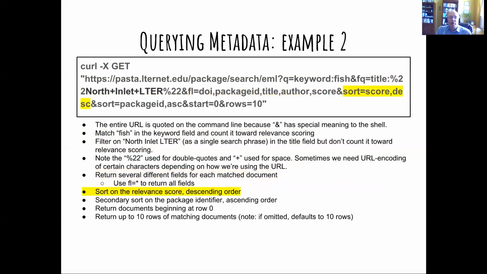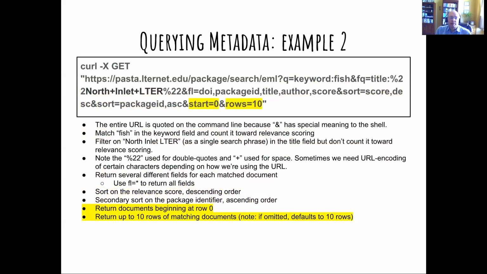The fourth query parameter, sort equals score, DESC, asks that search results be sorted by score in descending order. This makes sense in most search interfaces, where you'd of course want to display the most relevant matches ahead of less relevant matches. In the case of ties, we have a secondary sort in our fifth query parameter, sort equals package ID, comma ASC, this time based on package IDs in ascending order.